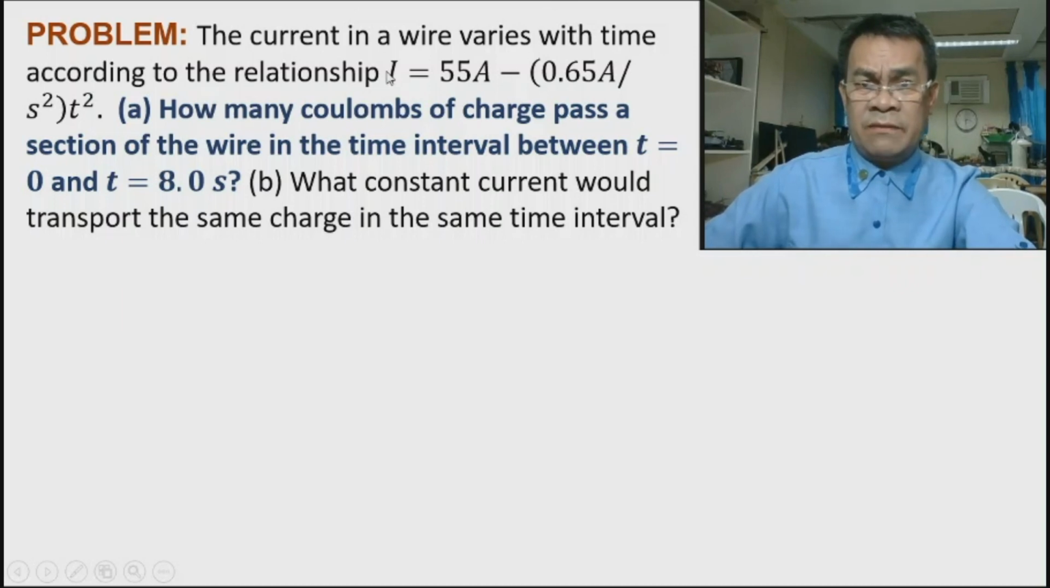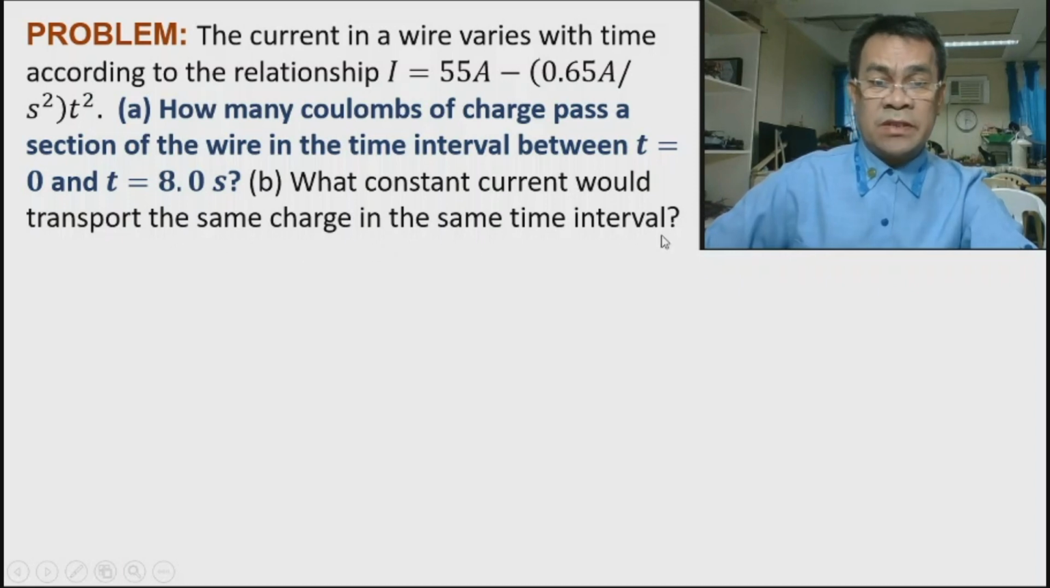In fact, it is given in the problem that I is 55 ampere minus 0.65 ampere per second squared multiplied by t squared. This is the relation of the current with respect to time, so I keeps changing with changing time. The question is, how many coulombs of charge pass through the section of the wire in the time interval between t equals 0 to t equals 8 seconds? How will you answer this one? Letter B. What constant current would transfer the same charge in the same time interval? So, what does it mean?